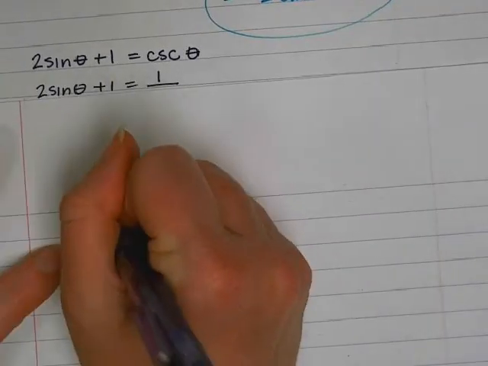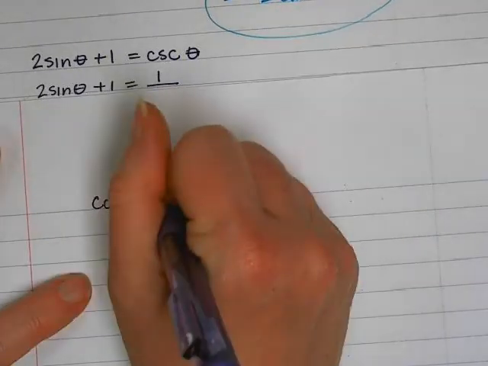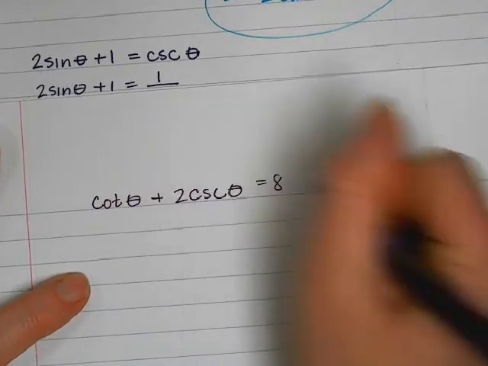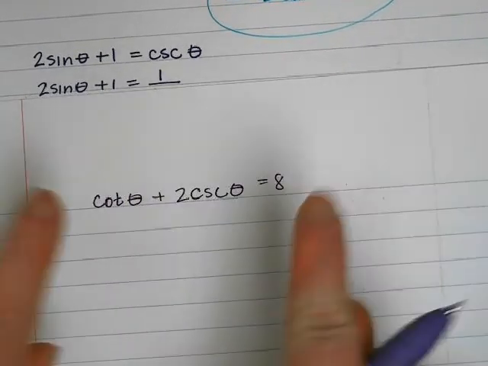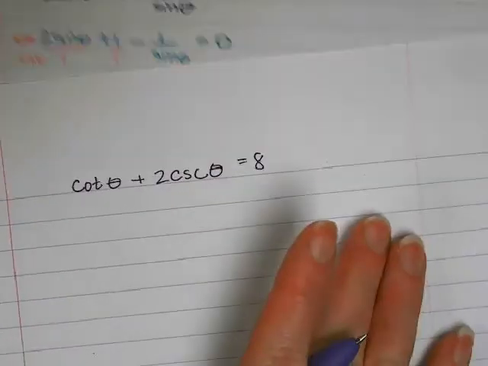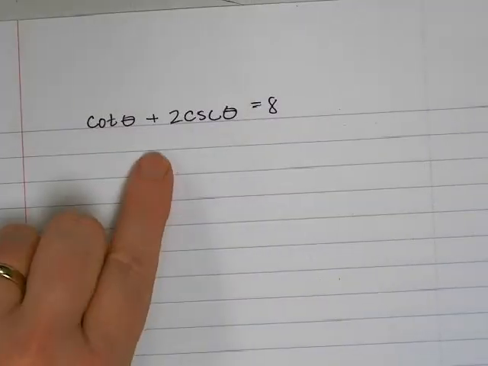One more that uses the same identity, and that's the last one, and it'll be on this one. So I have cotangent theta plus 2 cosecant theta equals 8. The identity that I know that relates these two, everything is squared. So I need to square these things.